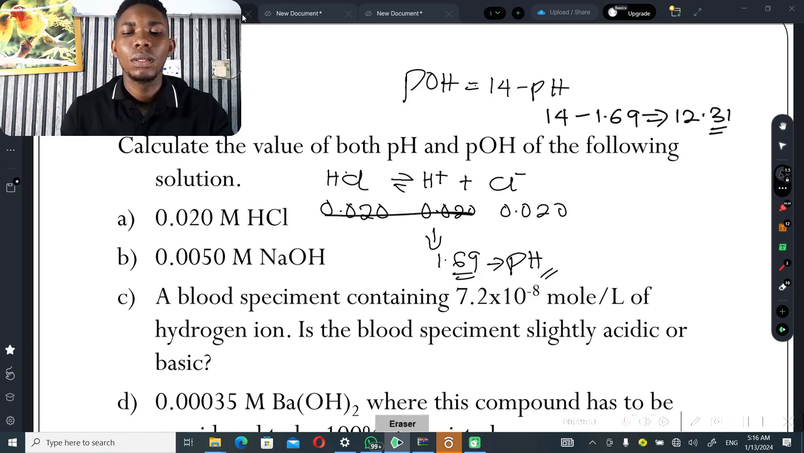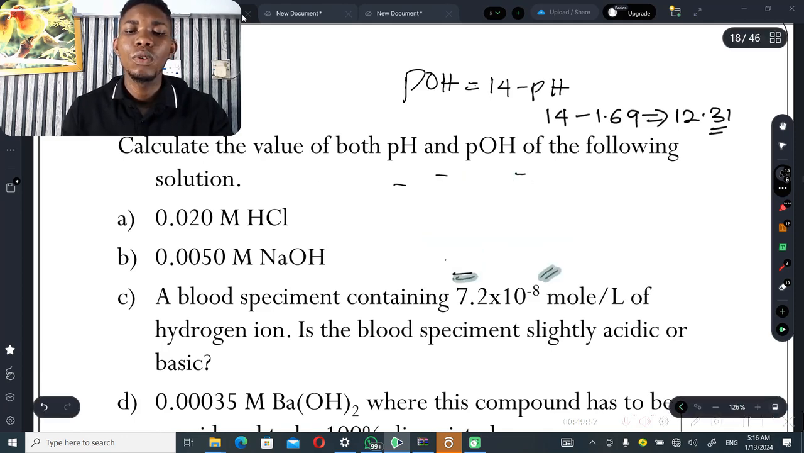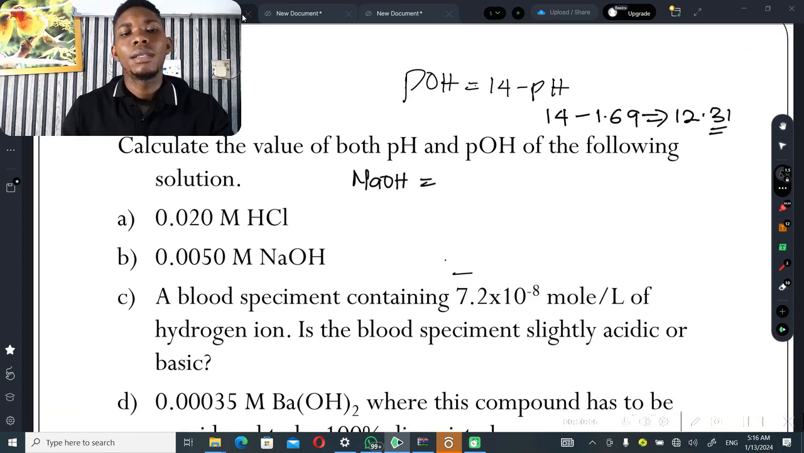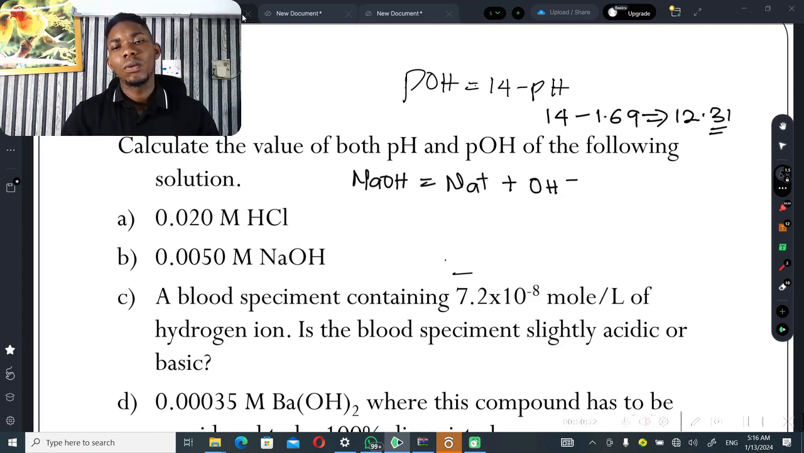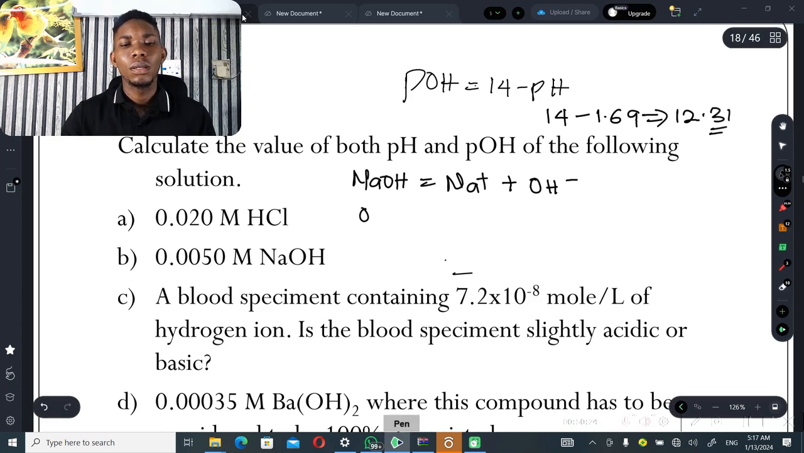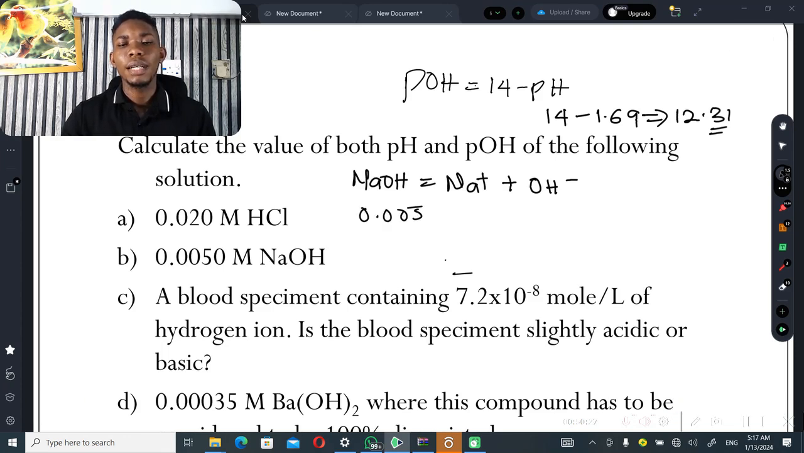Now, how about the second one? The second one, they gave you a base. So what we should be having for the sodium hydroxide, we split, my dear student, to give us what? Sodium plus OH negative, right? Now, at the end of the day, what do you think we are going to have? If 0.005 mole of sodium is reacting, it's going to give us this 0.005 based on the explanation I've given before. So this is the OH ion.